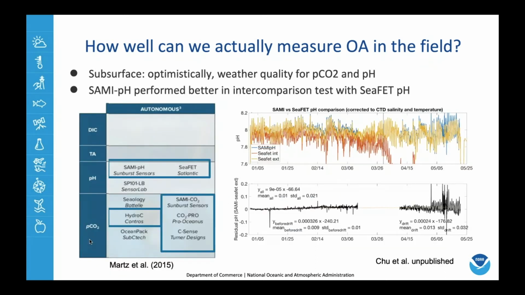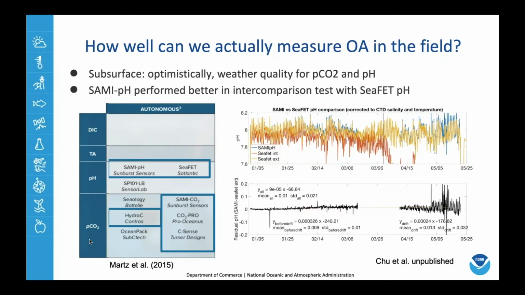So how well can we measure OA in the subsurface? The answer is not very well. This table from a paper published in 2015 that still holds true today shows a handful of commercially available sensors for pCO2 and pH that can, at best, collect weather quality data. Sensors inside the boxes are for subsurface measurements.